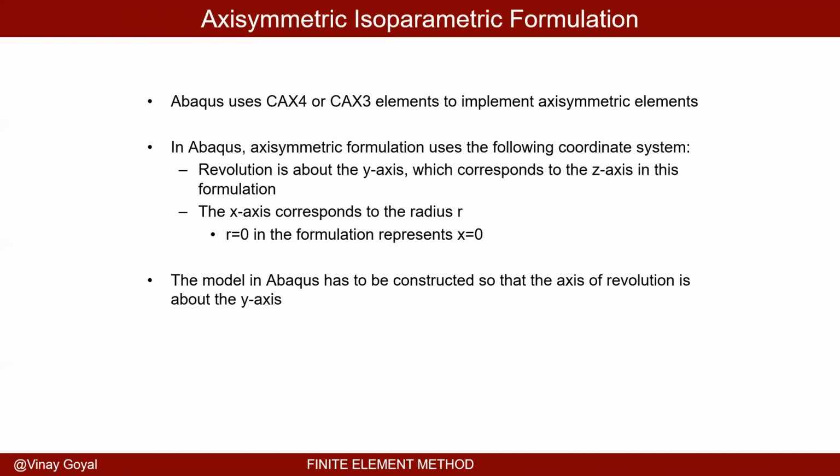r equals 0 in the formulation represents x equals 0. So r equals 0 represents x equals 0. And the model in Abaqus has to be constructed so the axis of revolution is about the y-axis. Just keep that in mind.